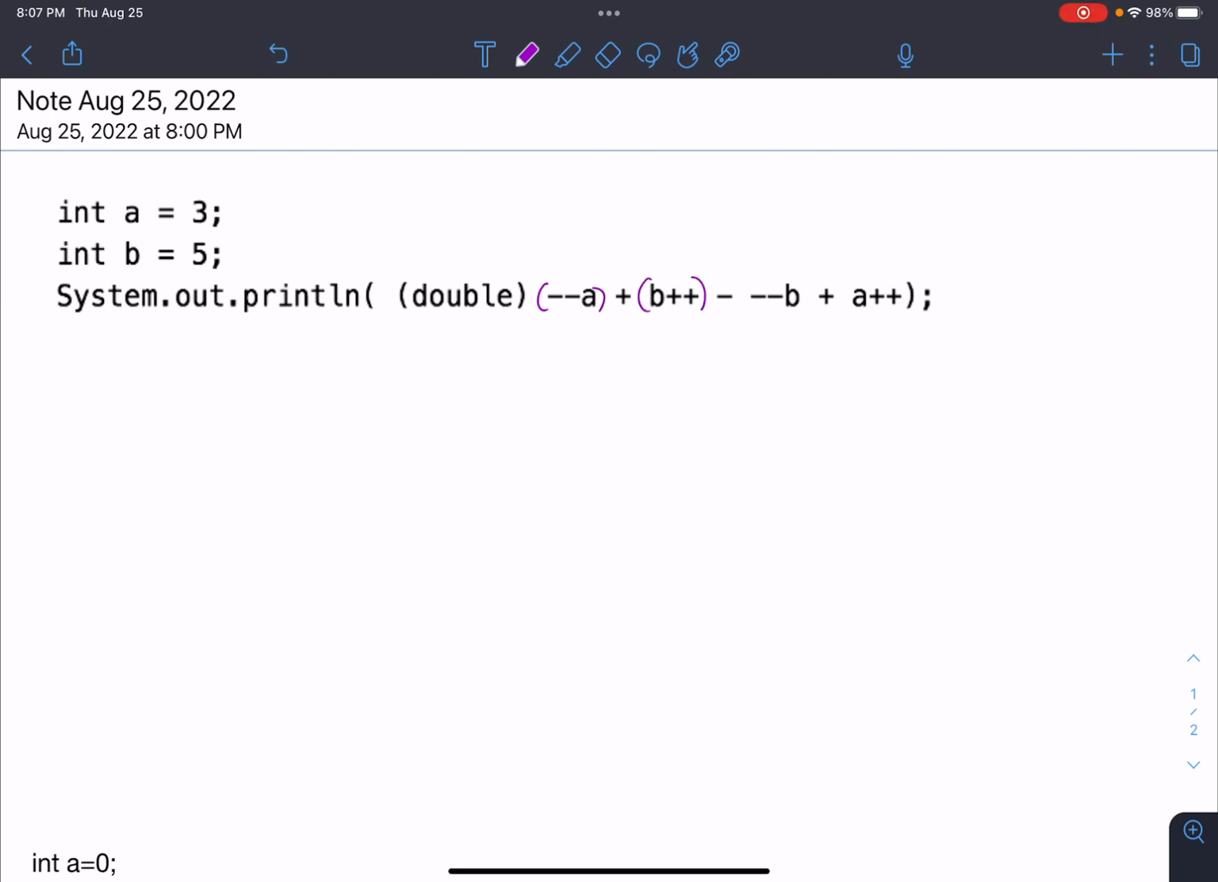Okay, so the minus minus A and the B plus plus, and then this is a minus minus B, and that's an A plus plus. All right, so if we look at it, we know that it takes 1 away from A. Let's say A is 3 and B is 5. So this always happens first. If it's in front, it happens right away. So A would go to 2, and then immediately, because this double is touching it, it would go to 2.0.